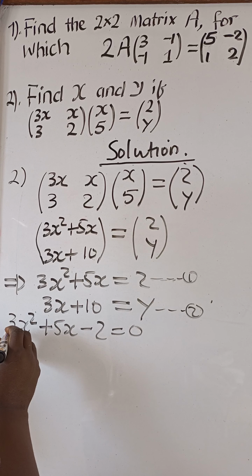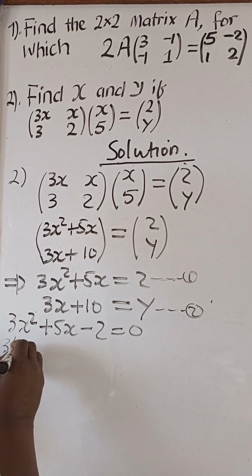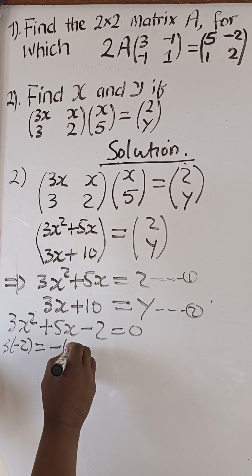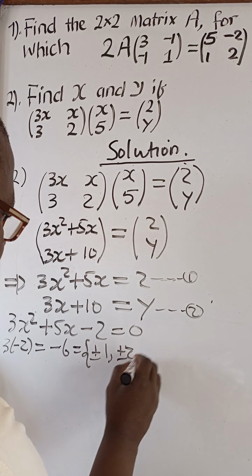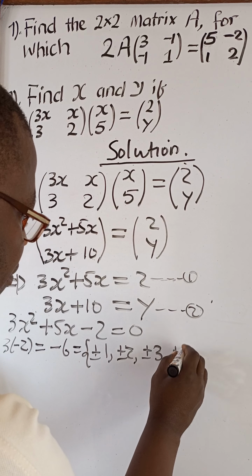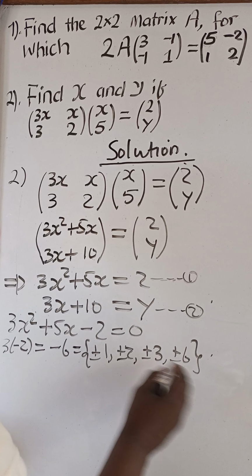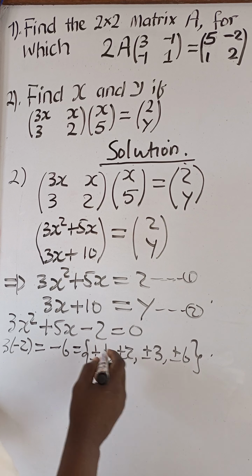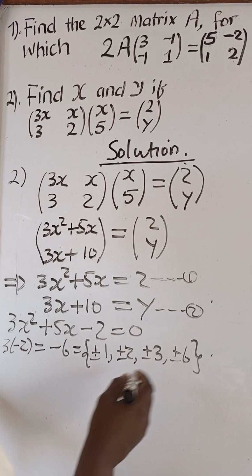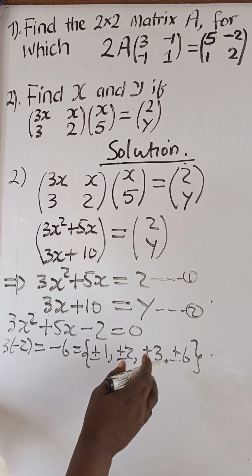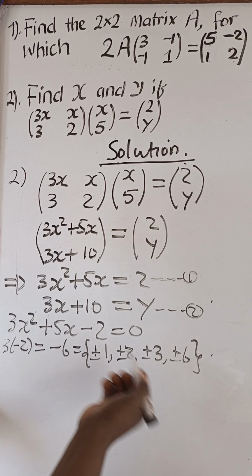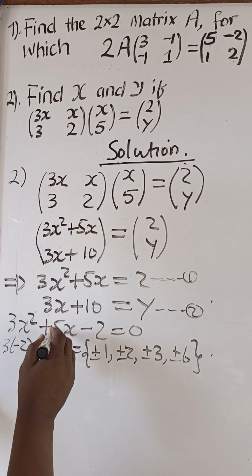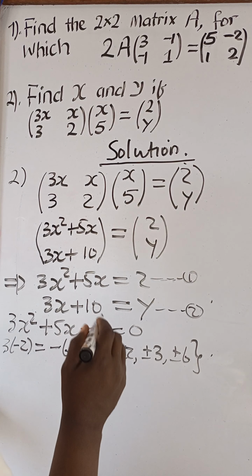So, what are the factors of the product of 3 and negative 2? 3 times negative 2 is negative 6. So what are the factors of negative 6? These are the factors. We have to look among these 8 elements and pick out 2 such that their product is negative 6 and their sum is positive 5. That can only be positive 6 and negative 1. So we're going to replace this positive 5 by positive 6 plus negative 1.